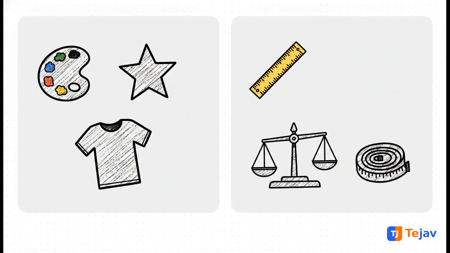Think of the word quality here. This describes characteristics and is totally non-numerical. We're talking colors, names, brands. Then we have quantitative data. Think quantity. This one is numerical and measurable. So height, weight, age, or the number of students in a class.